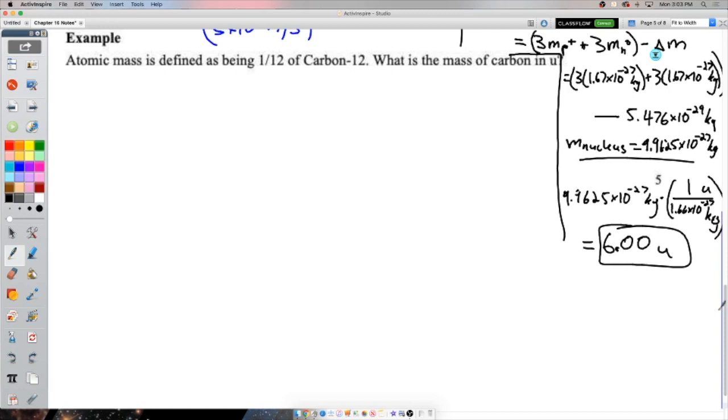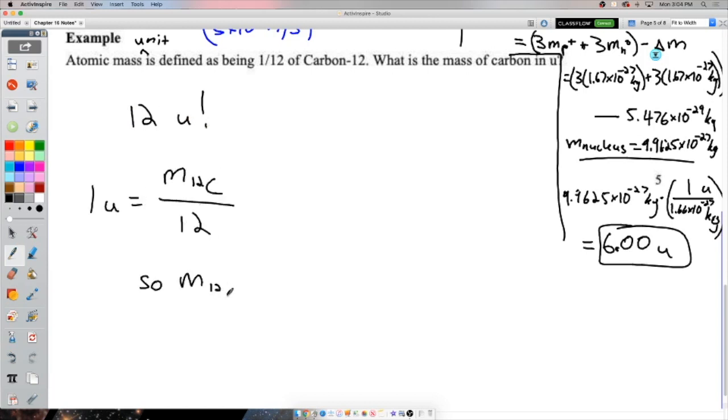Okay, atomic mass unit is defined as being 1/12 of carbon-12. What is the mass of carbon in atomic mass units? So you can just think of this as a definition. If 1 atomic mass unit is 1/12 the mass of carbon, well, by definition, carbon-12 has a mass of 12 atomic mass units, right? Or you could think of it this way. Just manipulating this, the mass of carbon-12 equals 1 atomic mass unit times 12.